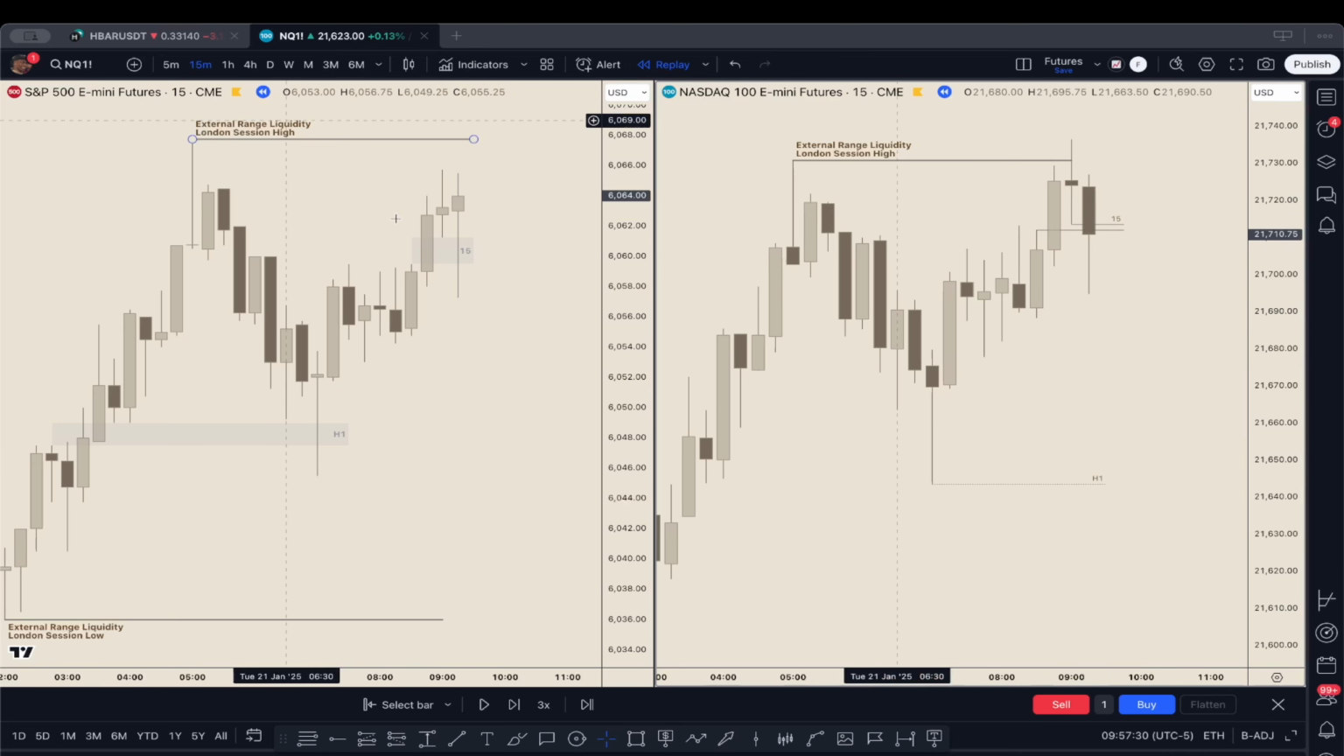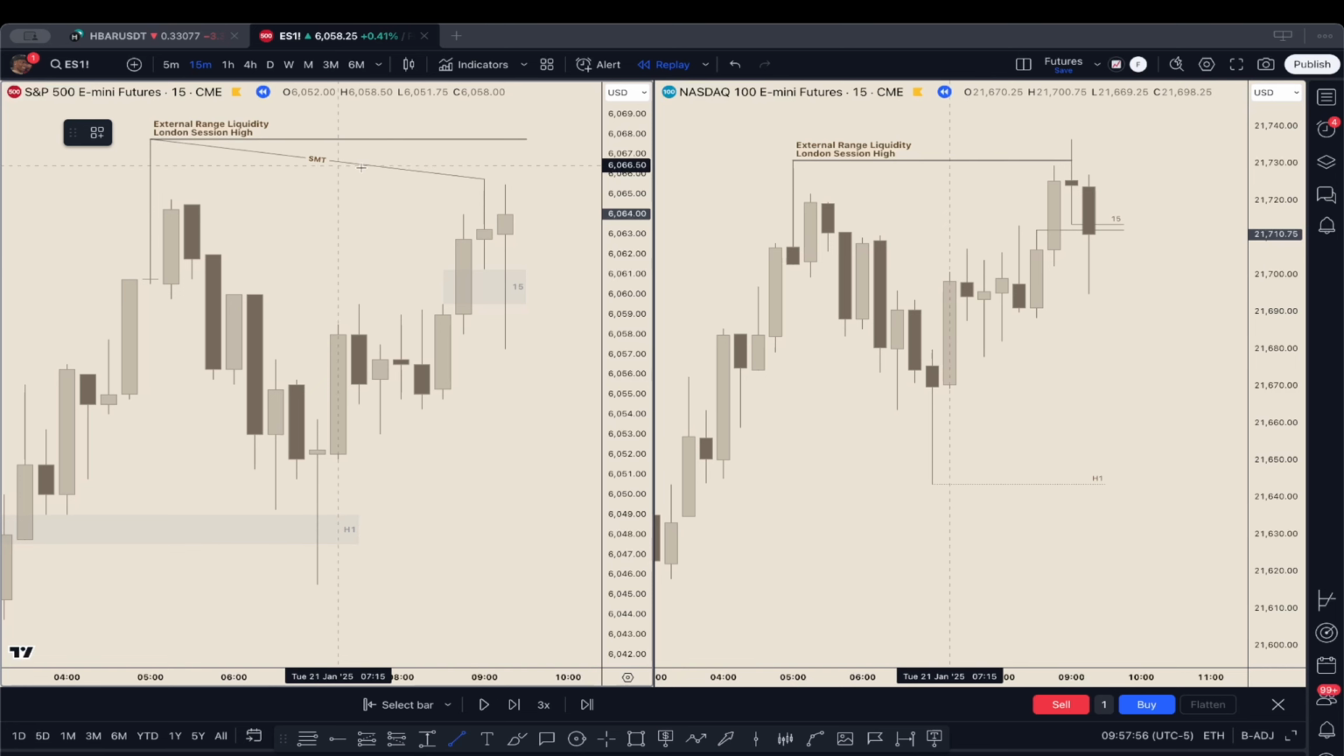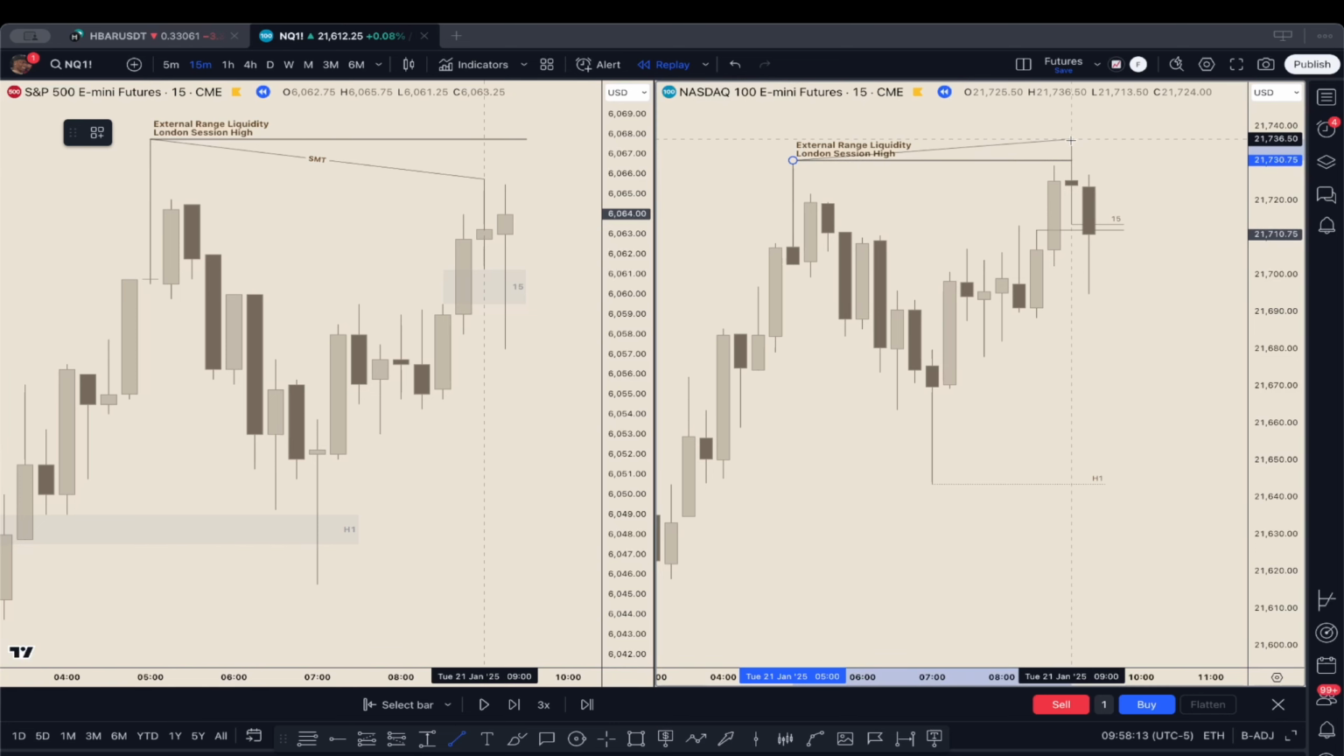Okay, so now what I'm going to do is make some things clear. So now I'm putting the SMT level, the divergence level, at the 5 a.m. London session high. On S&P it is looking down on 9 a.m., whereas on Nasdaq, the 5 a.m. London high is looking up at 9 a.m. Okay, so that's an area of divergence.